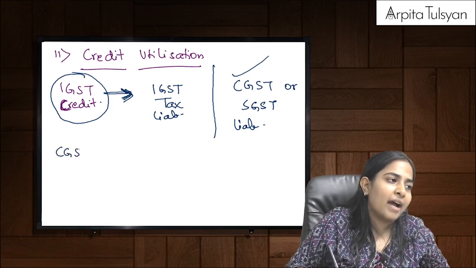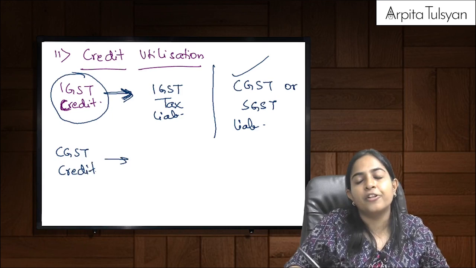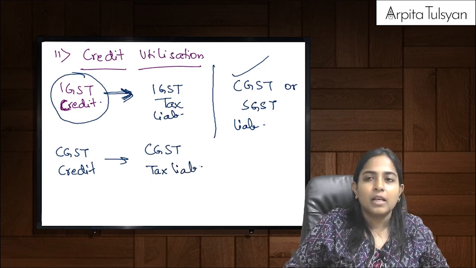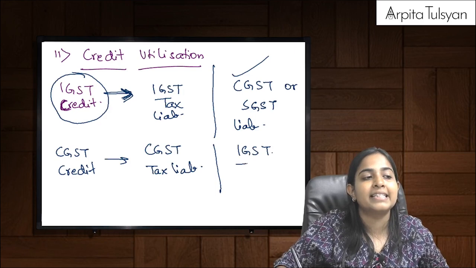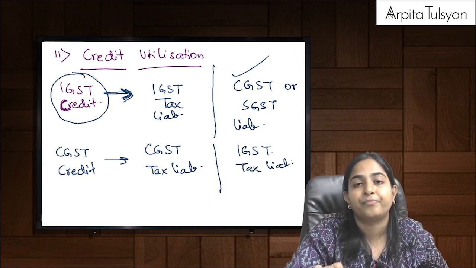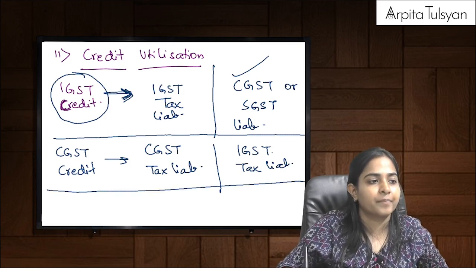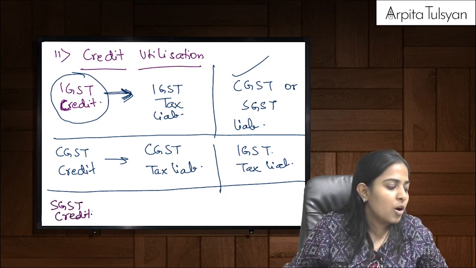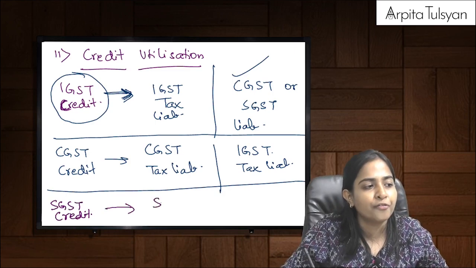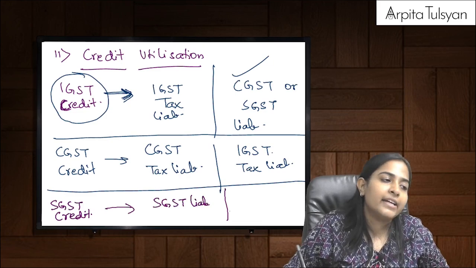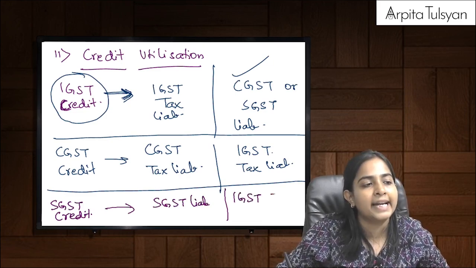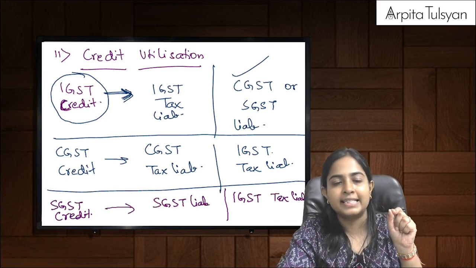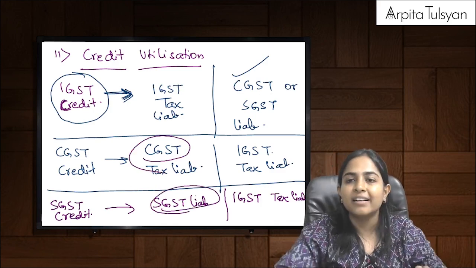Okay. But if you have CGST credit, then can you tell me first this will be used for what? First, this will be used for CGST tax liability. Okay. Then it can be used for IGST tax liability, but not for SGST. Okay. Not for SGST. Can you give me similarly the answer? Suppose if we have SGST credit, this can be used first for SGST liability. If you still have some credit available, please use it for IGST tax liability. Means it cannot be used for CGST. So can we say CGST and SGST cannot be used for each other?